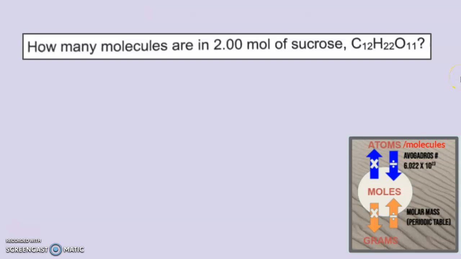You are finding molecules from the moles of sucrose. There's a chart here to help you if you would like. You're starting at moles and you're going all the way to the top. Go ahead and try it and click play when you've done it.